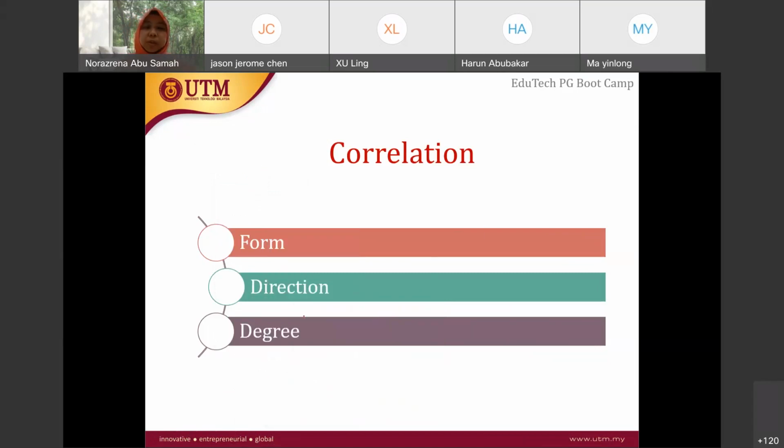So for the direction, it's either positive or negative. So we will see later. Then the degree. Is it strong? Weak? In the middle? So we will see also on this.